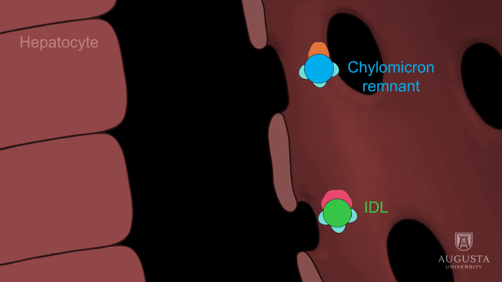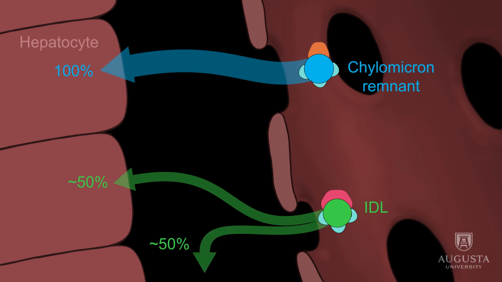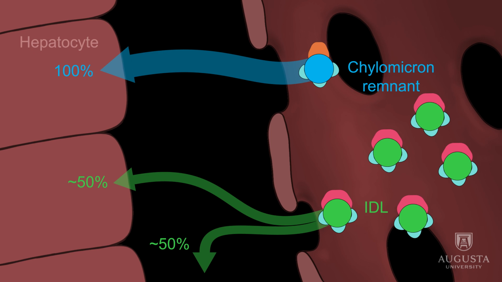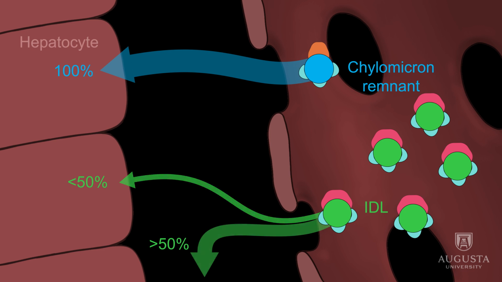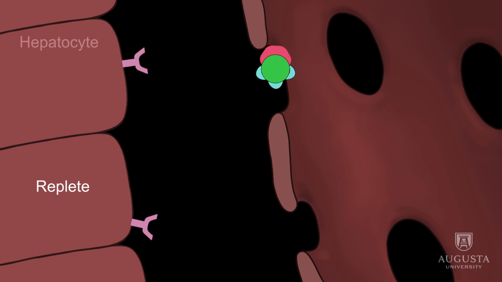While the majority of chylomicron remnants are cleared from circulation by the liver, only about half of the IDL particles are removed. The remaining particles get processed further and returned to circulation. When there are excessive amounts of IDL particles, for example, due to high calorie intake, even less than half get removed by hepatocytes. Removal of IDL particles by the liver depends on the number of receptors on hepatocytes. When hepatocytes are cholesterol replete, they express fewer receptors and internalize fewer IDL particles.